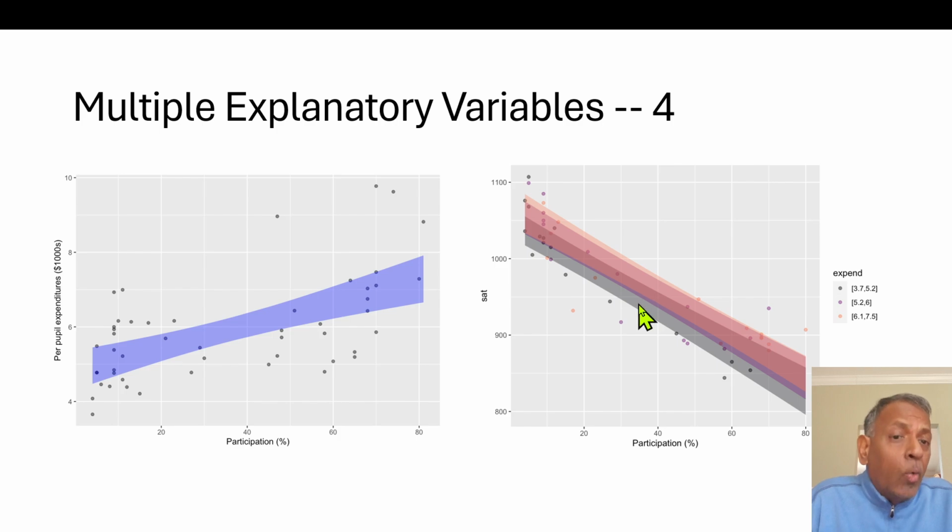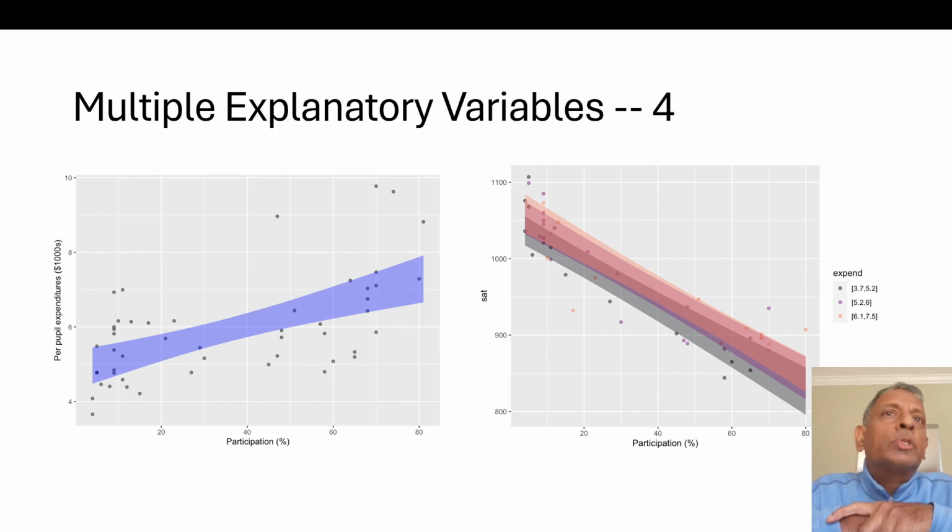Okay, so clearly now we are seeing that there is a strong relationship between participation and SAT, and it's also telling us that states with higher expenditures, at every level of expenditure, we are seeing that there is a relationship between participation and SAT scores. Okay, so from all of this, we can infer that what is explaining the change in SAT scores is not expenditure but participation.